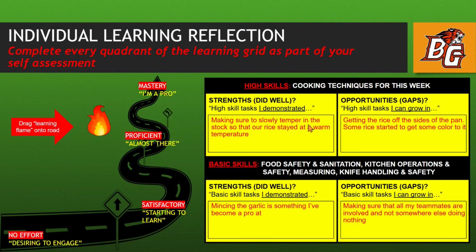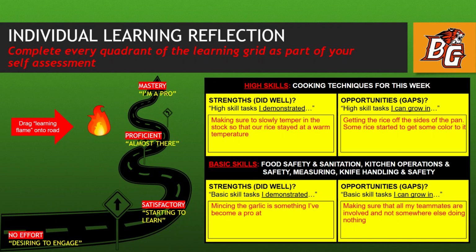And then I want you to reflect on your high skills, okay, and your basic skills. The high skills is basically the technique for the week. It says here, high skills, cooking technique for this week. What were the strengths? What do we do well? And what are the opportunities, the gaps? What can we work on? Just type something in there. Okay, reflect, type it in there. Then as well, basic skills.